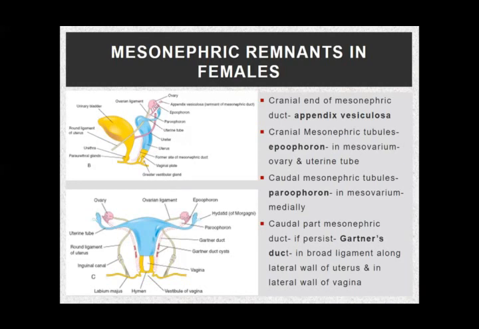Besides that, otherwise there is no contribution of the mesonephric duct, so it regresses starting from the cranial-most part. One thing to keep in mind: the remnants of the mesonephric duct and paramesonephric duct are present in normal people. There is nothing abnormal about that, and generally their presence is not felt in a normal person.